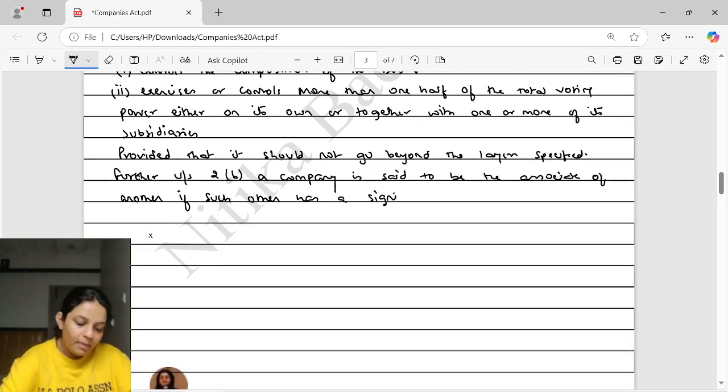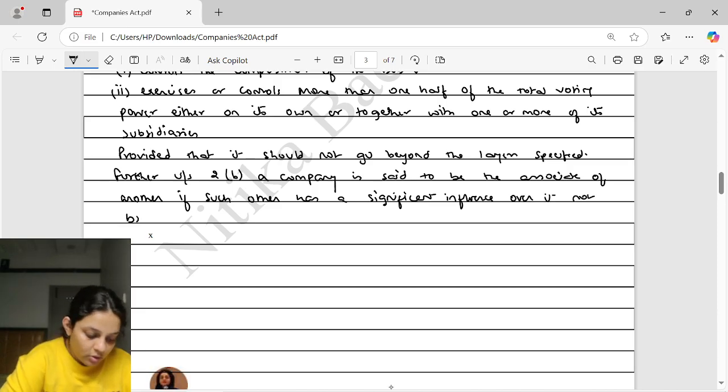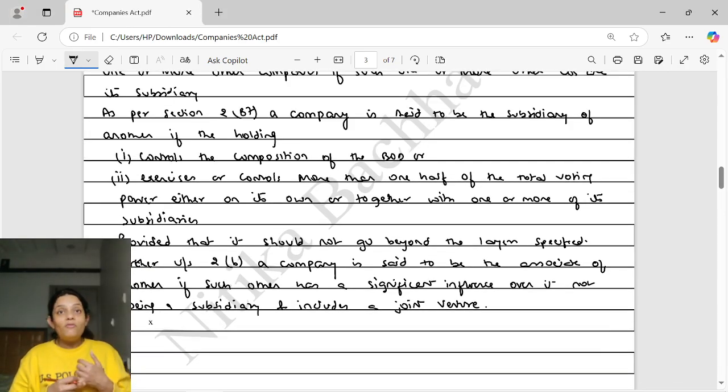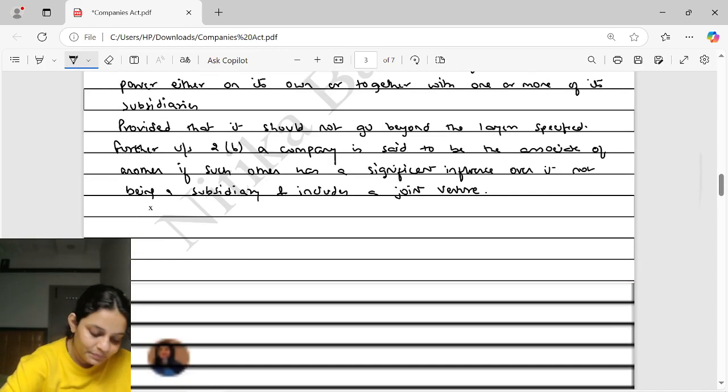So further, if such other has a significant influence over it, not being a subsidiary, and includes a joint venture. So you cannot miss the words total paid up, total voting power, significant influence. These are the key words. If your answer does not have them, it's a problem. More than half, you cannot miss that.